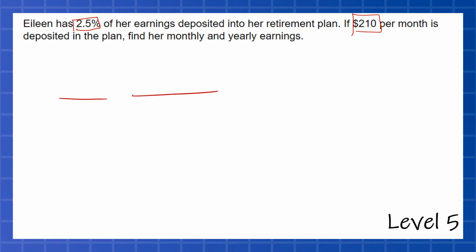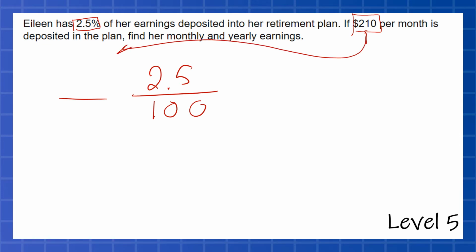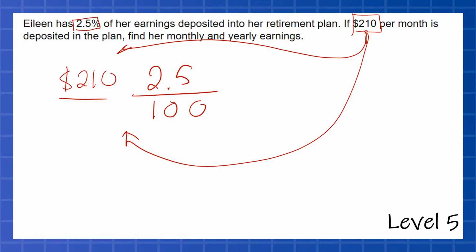So the first thing we're going to do is say 2.5%. So I'm going to say 2.5 divided by 100. And then I need to put the 210 either on top or on bottom. So the question is, is 210 the part or the whole? If we read the question, Eileen has 2.5% of her earnings deposited into a retirement plan. 210 is deposited into a retirement plan. So if she's depositing the 2.5, and that's 210, it matches up. It's not all the money she makes. It's just the amount of money she's depositing.